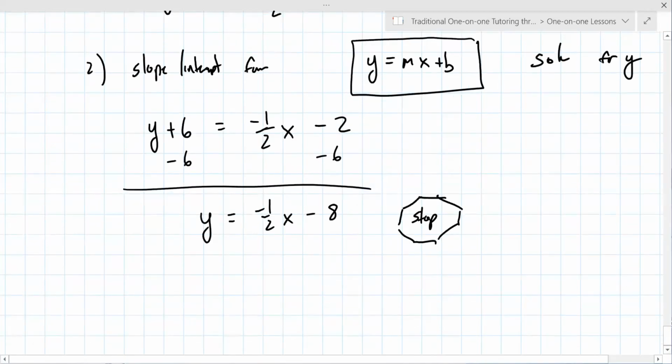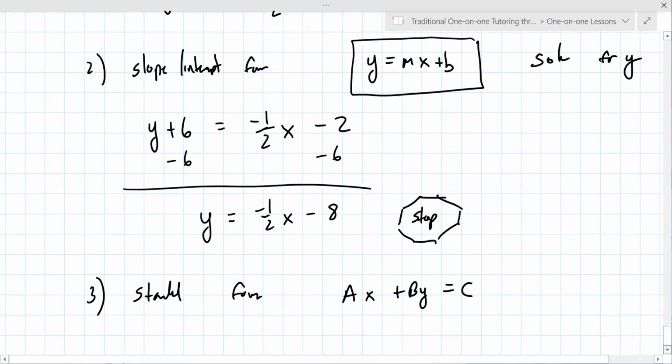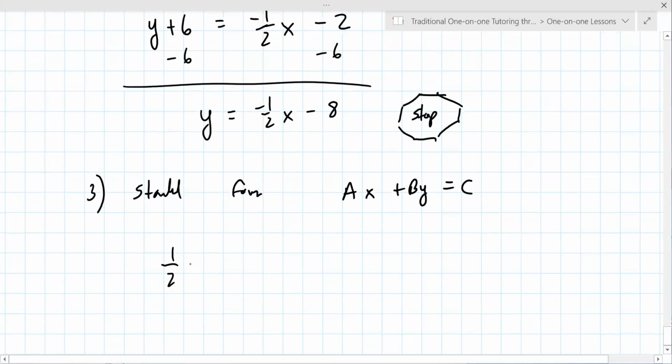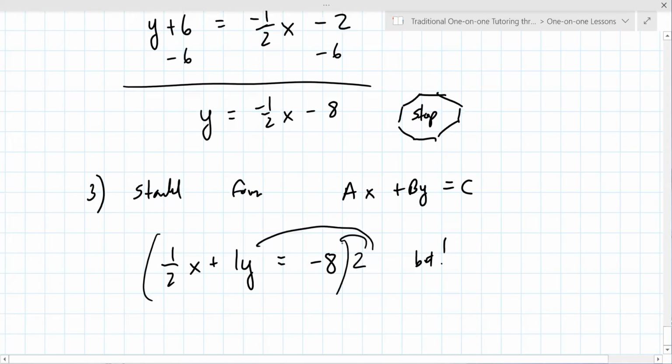Right. So now you're going to put it in standard form. So that's when you write it out. You say, okay, x plus by equals, okay. We need to get x and y on the same side. All right, I'm gonna add 1/2 x to the other side. You get 1/2 x plus 1y equals negative 8. But, right? I got a problem. I got a 1/2 there. So you multiply by 2. Multiply everything by 2, though. So you get one x plus two y equals negative 16.